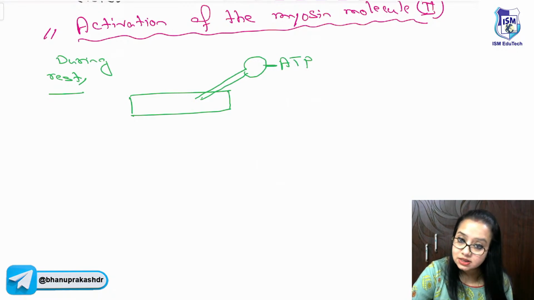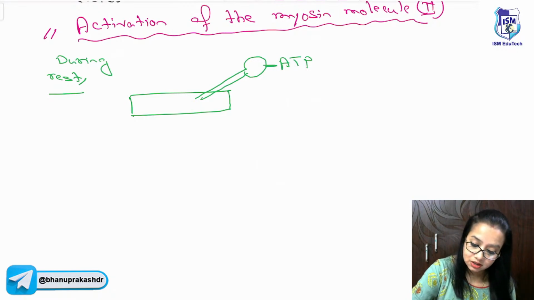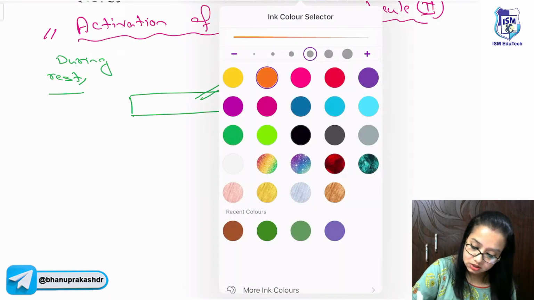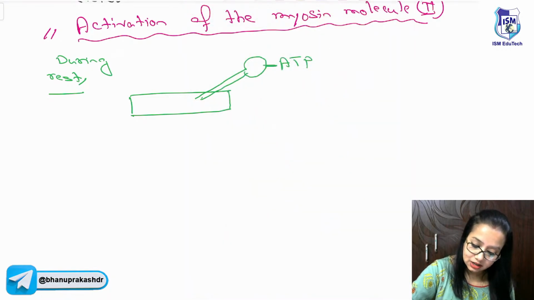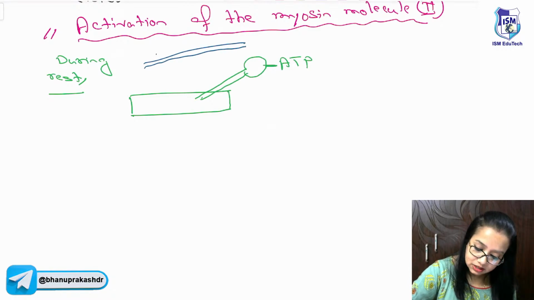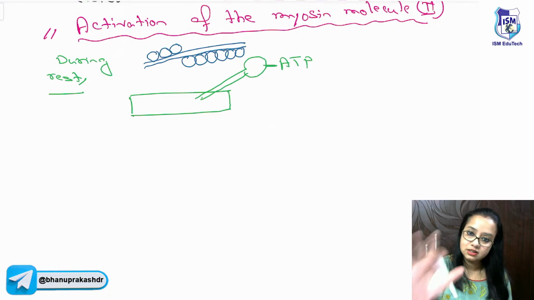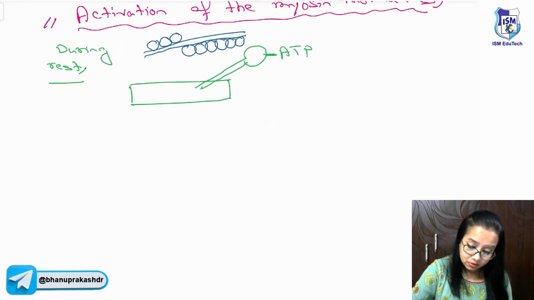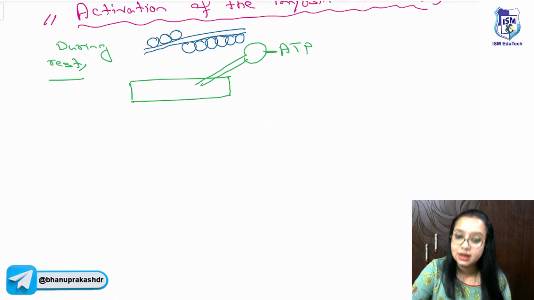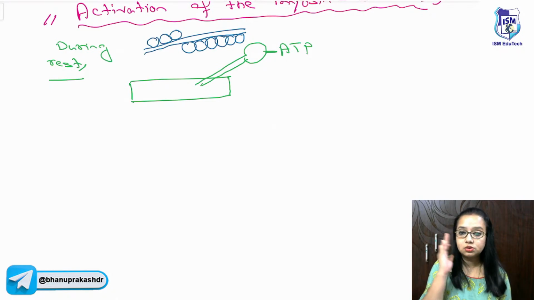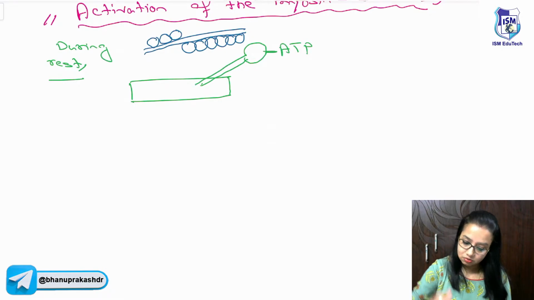Okay. How is it lying? From the sarcomere discussion we already have an idea. It is lying in context to the actin molecule, but there is no physical contact with the actin. Myosin is lying by itself, actin is lying by itself. Now, when it is time for myosin to get activated, what will happen?